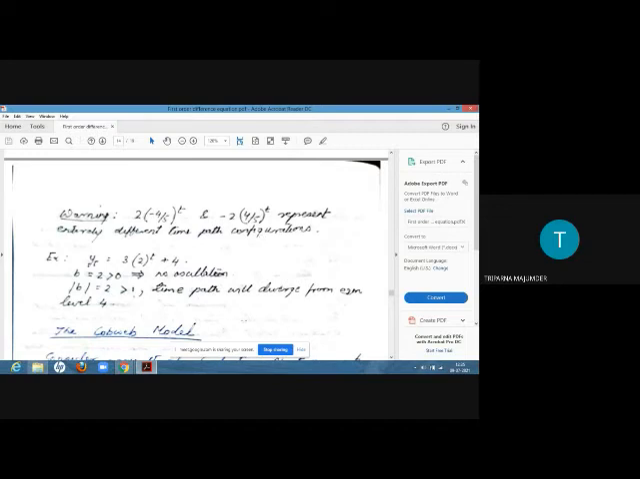We take another example, that is yt equal to 3 into 2 to the power t plus 4. Here 2 is greater than 0, which implies there will be no oscillation, but the absolute value of b is 2, which is greater than 1, so the time path will diverge away from the equilibrium level of 4. Is it clear up till here?